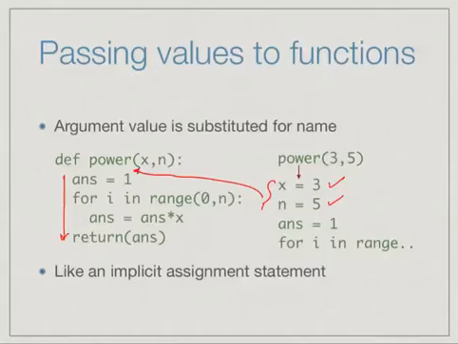And of course, the advantage of calling it as a function is that we don't have to specify x and n in the function definition. It comes with the call. So for different values of x and n, we'll execute the same code.